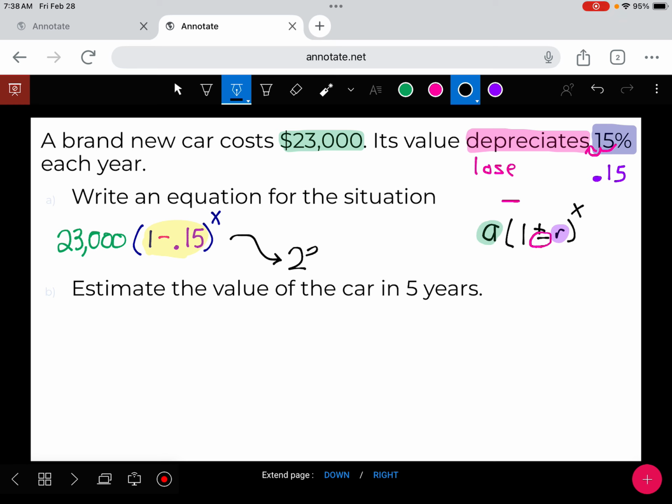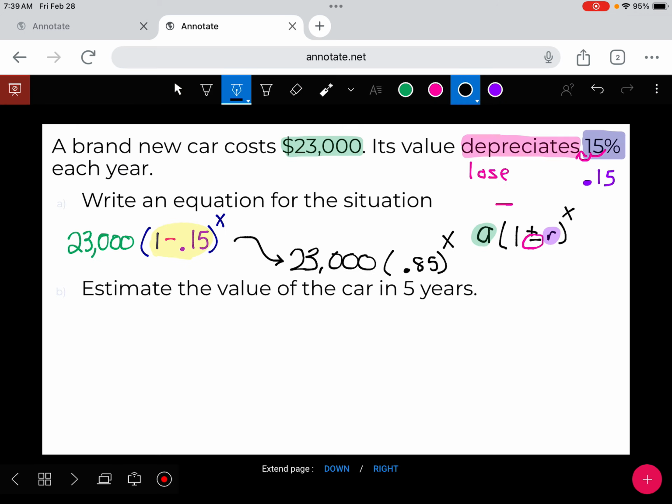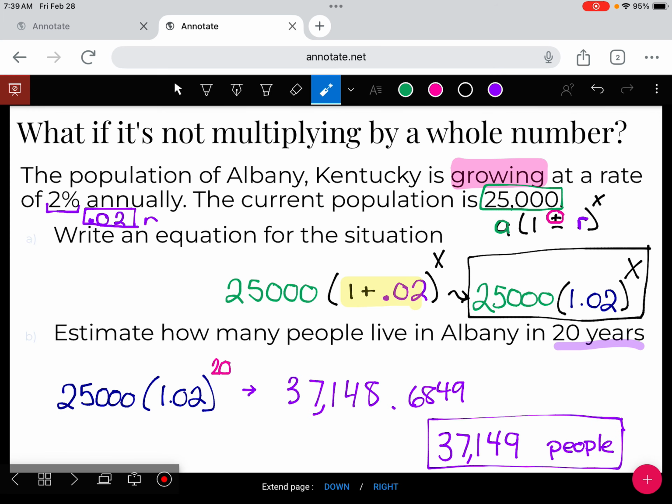So our 23,000 isn't changing. What do we have inside our parentheses when we simplify our 1 minus 0.15? 0.85. So we can really see here, when we look at this compared with our formula from yesterday, our base is 0.85, meaning it is smaller than 1, therefore it is decay. On our last one when we simplified, we had 1.12, which is bigger than 1. Barely, but it's bigger than 1. So this is how we can see this one was growth.